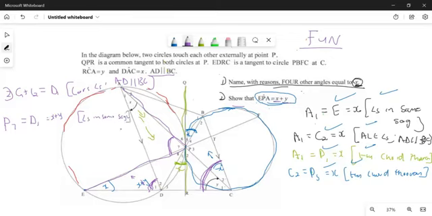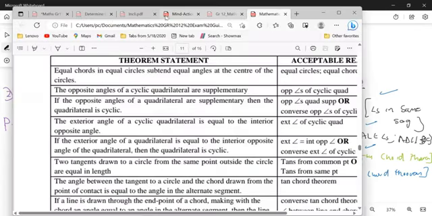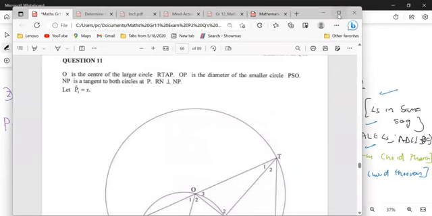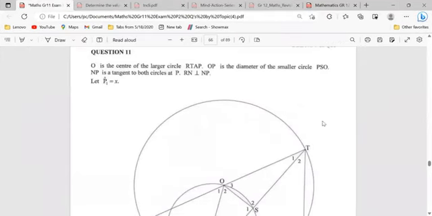This is how we approach the question, guys. Now, let's quickly do this one. You are going to pause there, and then we approach this question here.